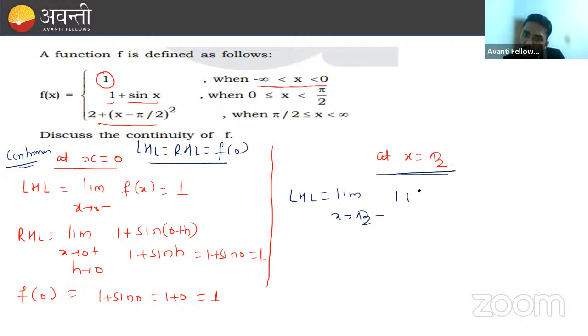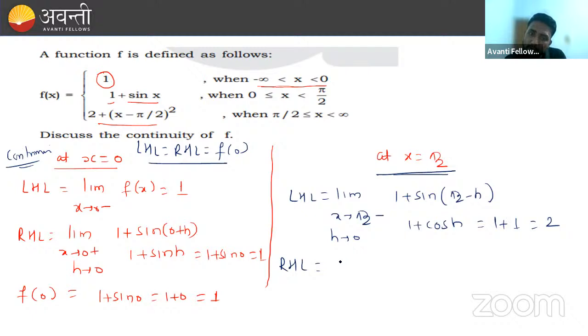minus, it is 1 plus sine of (pi by 2 minus h). So it is 1 plus cos h, and h tending to 0, it is 1 plus cos 0, which means 1 plus 1, so 2. Similarly, I have to take the RHL. If I take the RHL, it is x tending to pi by 2 plus h. Right, so pi by 2 means now we have come into this interval, and for this interval this is the function.